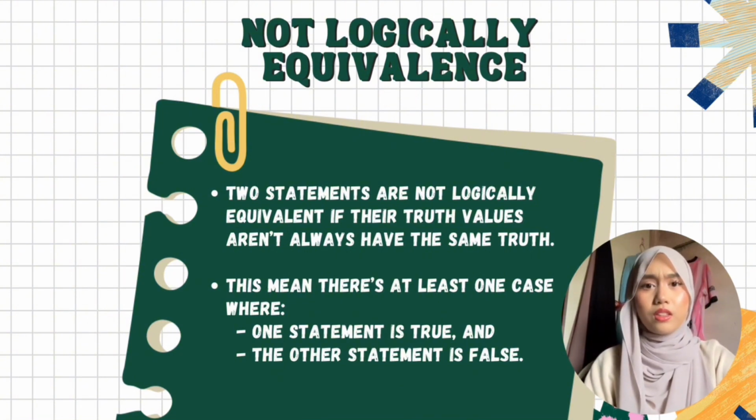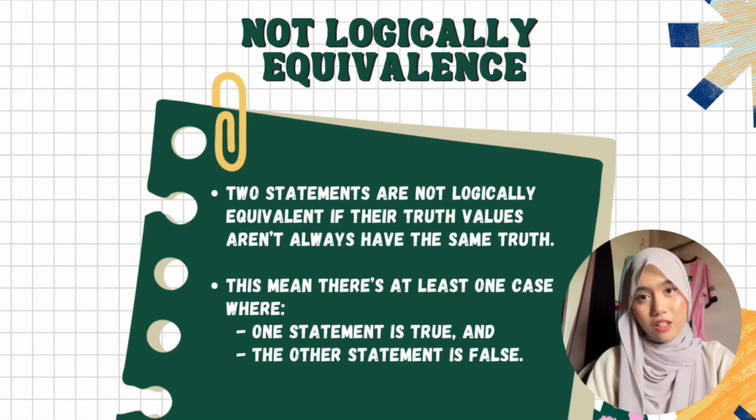For example, think of statements like: if it rains, the ground is wet, and if the ground is wet, it rains. They might seem similar, but they are not logically equivalent. We will start this with a truth table in the next slide.